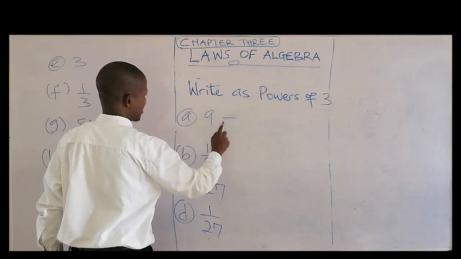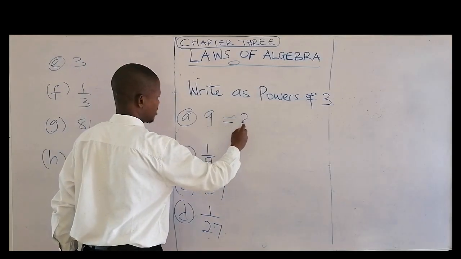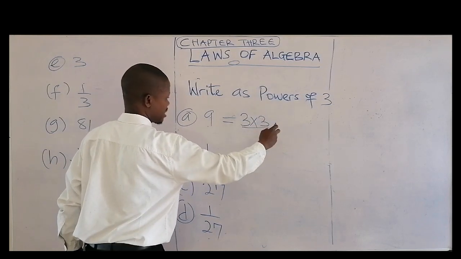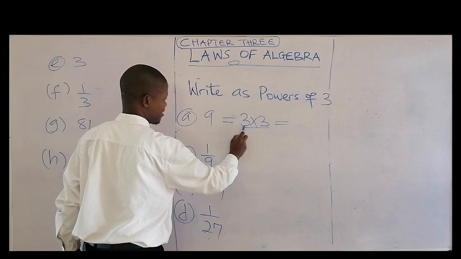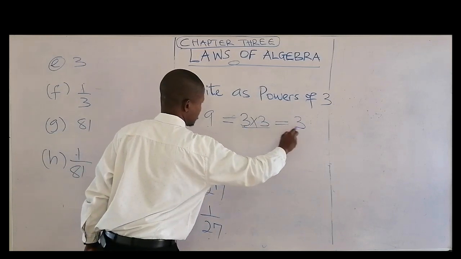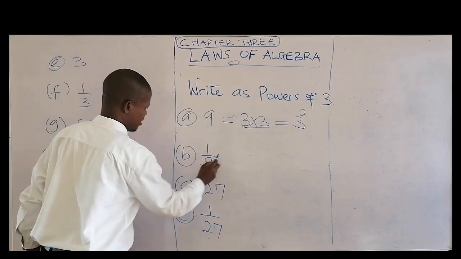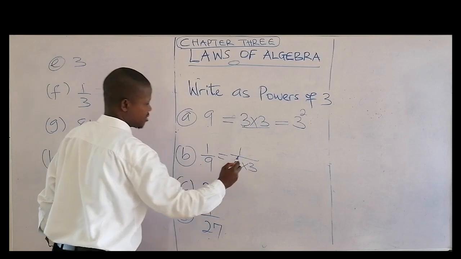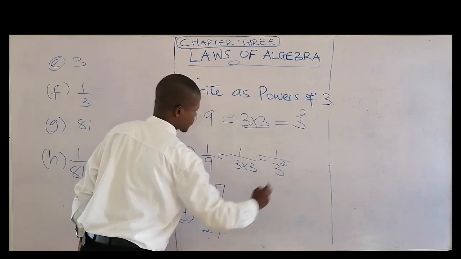Okay? 9 now is what? We want to write it in the form of 3. That's the first thing we do. That will be 3 times 3. Then we now write this as a power of 3. What that means is, how many of these do you have? You have 3 to the power 2. Okay? This one is simply 1 over 3 times 3. And that will be equal to what? 1 over 3 to the power 2.